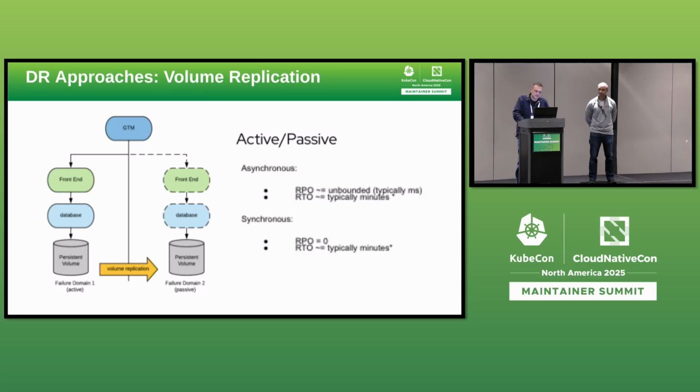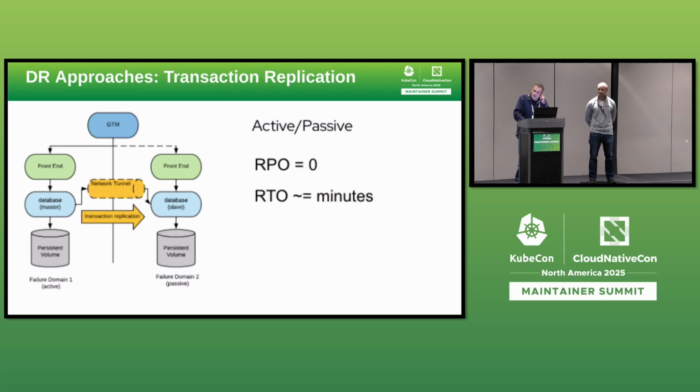The third approach is what we call transaction replication. In that case, the application has some mechanism to replicate the transaction over a messaging bus, a middleware somewhere, and then of course each part of the application has its own disk and writes on that disk. RPO is 0, RTO is minutes.